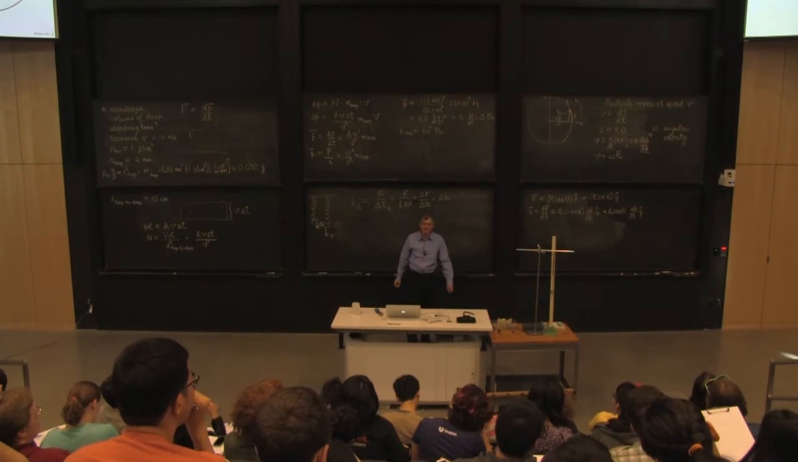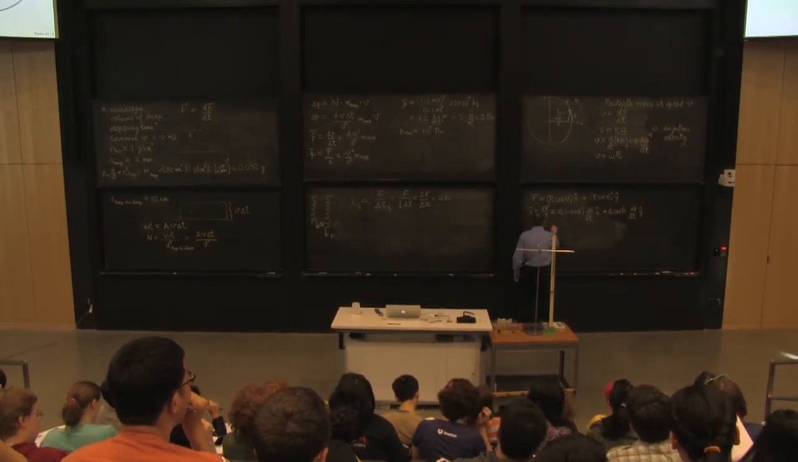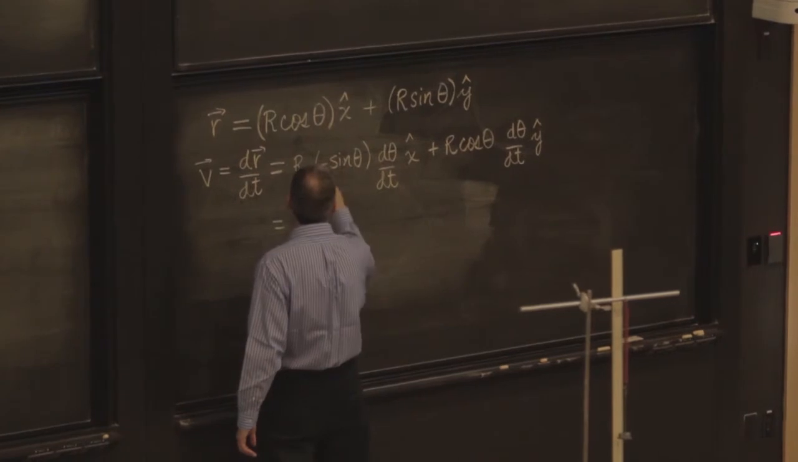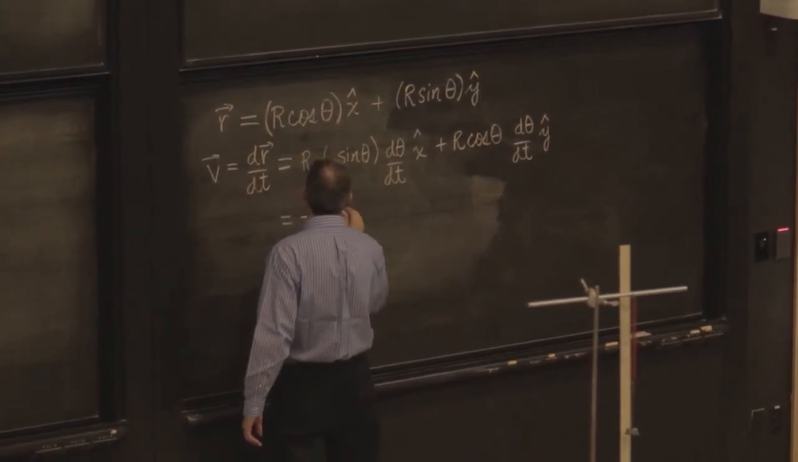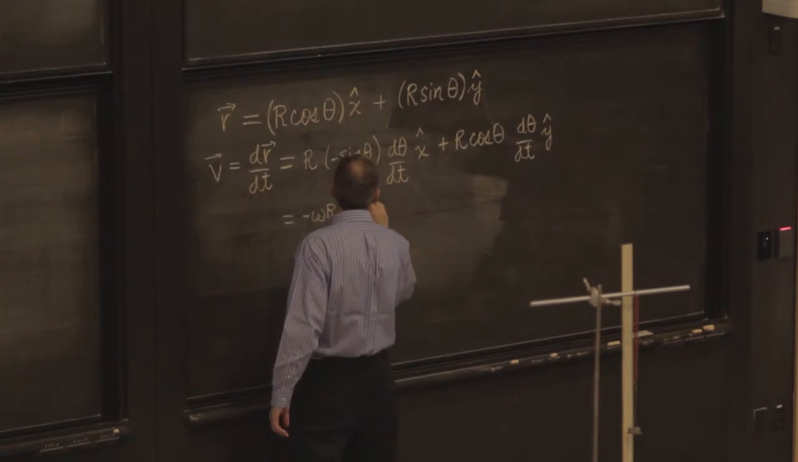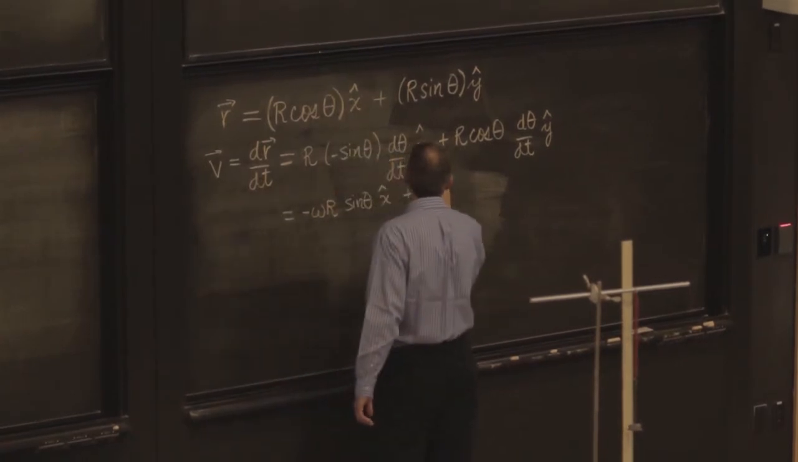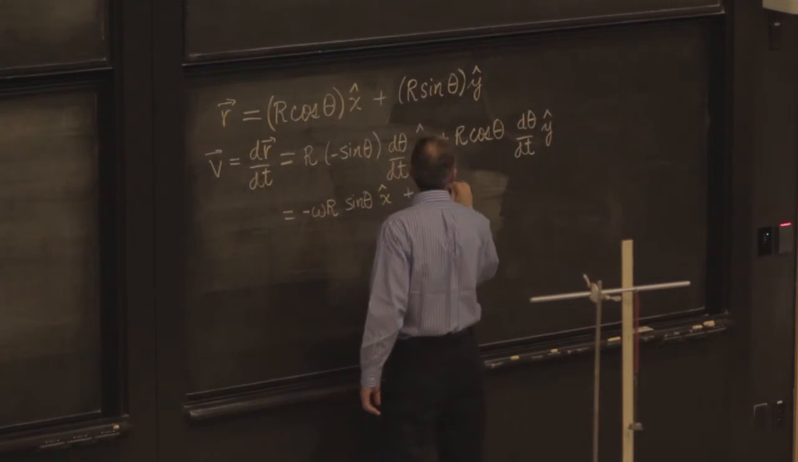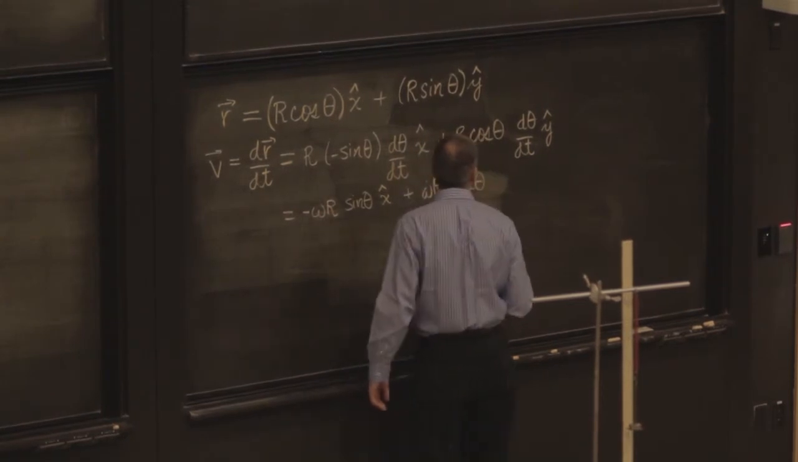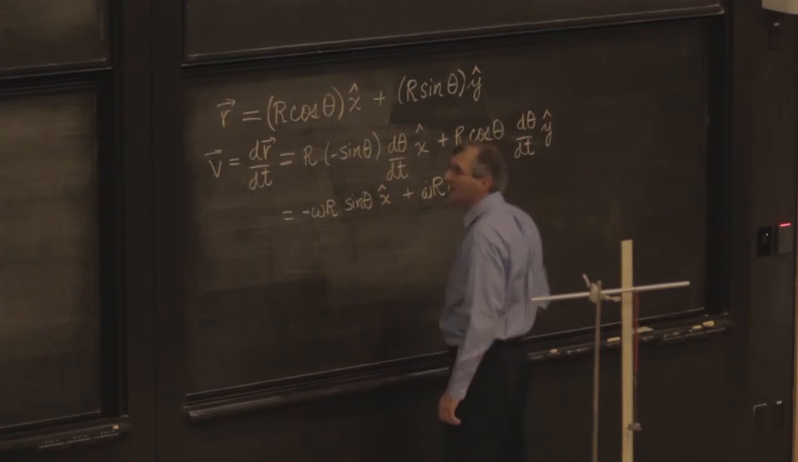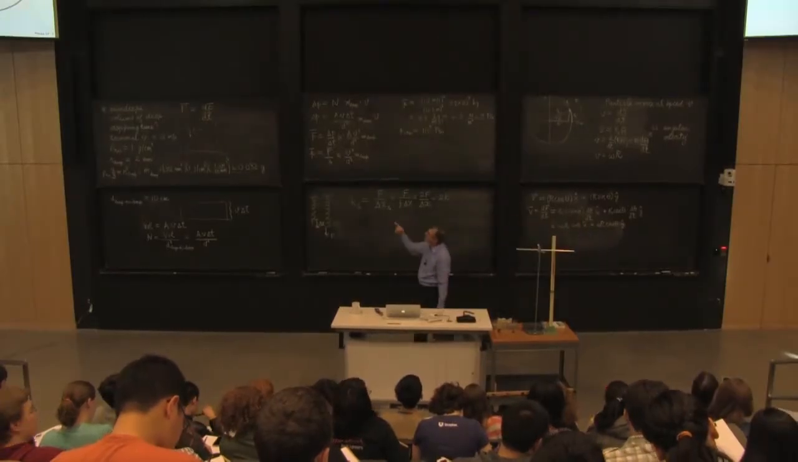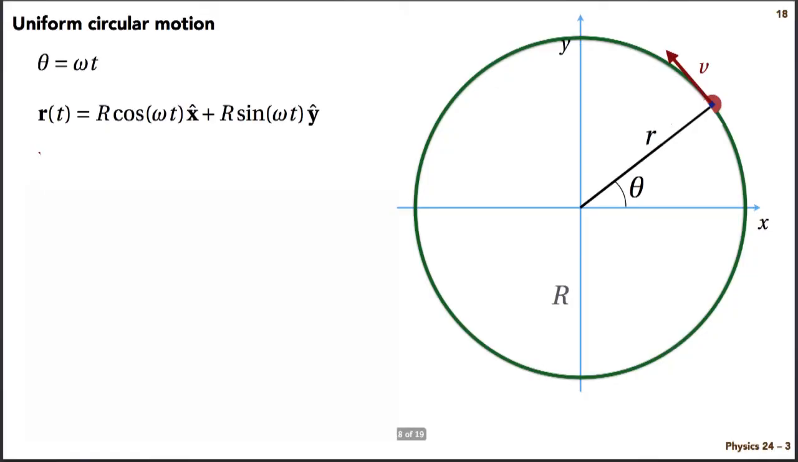So maybe I'll tidy it up just a little bit. It looks like that thing is an omega. I'll pull the minus sign. Minus omega r times the sine, and plus omega r times the cosine in the y direction. What does that look like? Which way should it be pointing on the figure? Yeah, like that, like the red one.